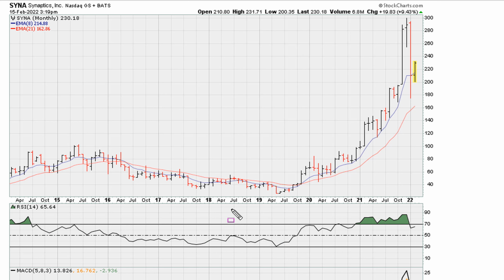Why? Because there's nothing as awesome as being part of a great move. Let's take a look at an example here of a previous stock pick for paid clients. Ticker symbol is SYNA.